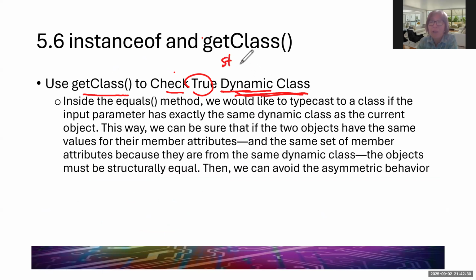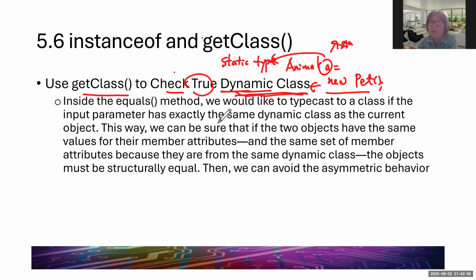The dynamic class is discussed in relation to the static type. Static type is like when you write Animal a = new Pet. The new Pet part belongs to the dynamic class, and this a belongs to the static type. Static type, keep that in mind.